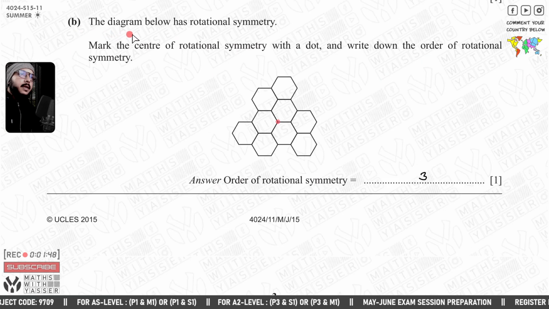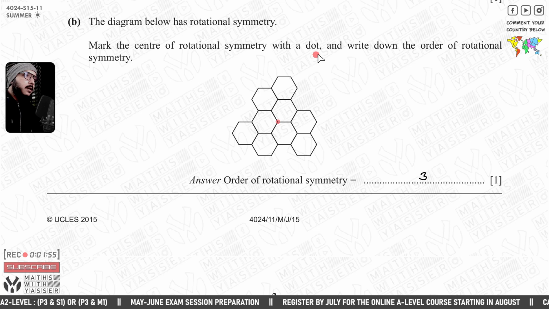In part B, the diagram below has rotational symmetry. Mark the center of rotational symmetry with a dot and write down the order of rotational symmetry. So this is the dot that is required, and in this shape, there are many hexagons. And if you focus on these 3 hexagons, you can see that it is repeating over here and again over here. So it has 3 rotational symmetry about this point.